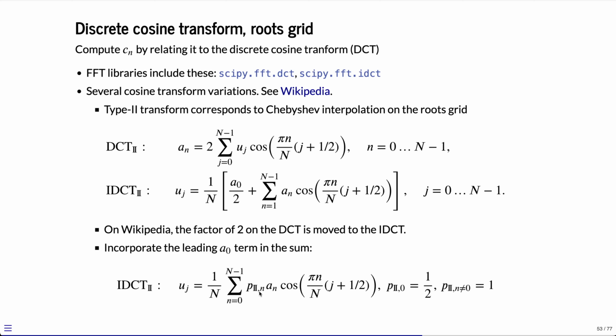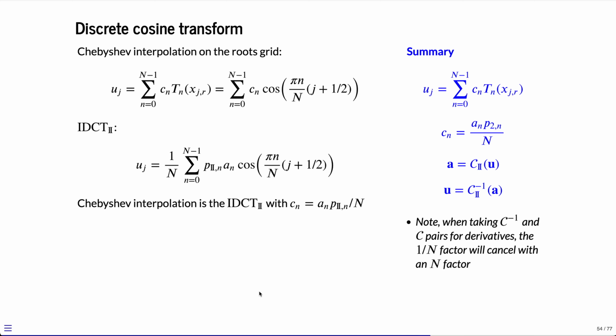And now we can see, if we look at the Chebyshev interpolation on the roots grid using the Chebyshev polynomials, we can compare that to this inverse discrete cosine transform, and we can see, oh, these look almost the same. They are the same if the coefficients Cn are equal to an times p divided by big N.